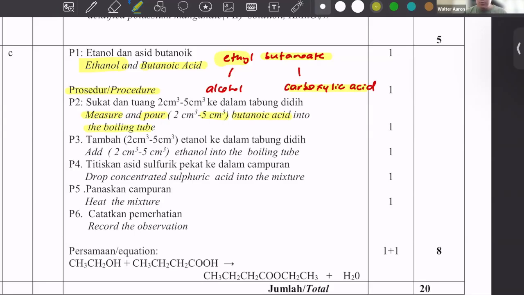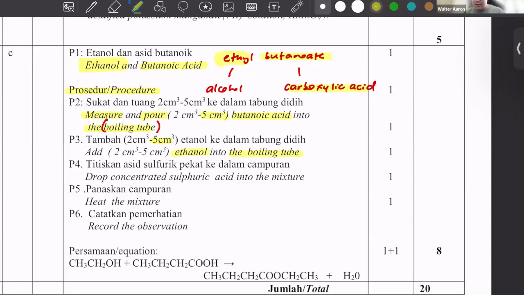You cannot use a test tube because later you're going to boil, and you know that a test tube will crack. So be very mindful of the apparatus that you use for your experimental design questions, okay? In this case, I'm going to emphasize here, use a boiling tube, because only a boiling tube can withstand heat. All right, then you measure and add around 5 cm cube, the same amount of ethanol, into the same boiling tube.